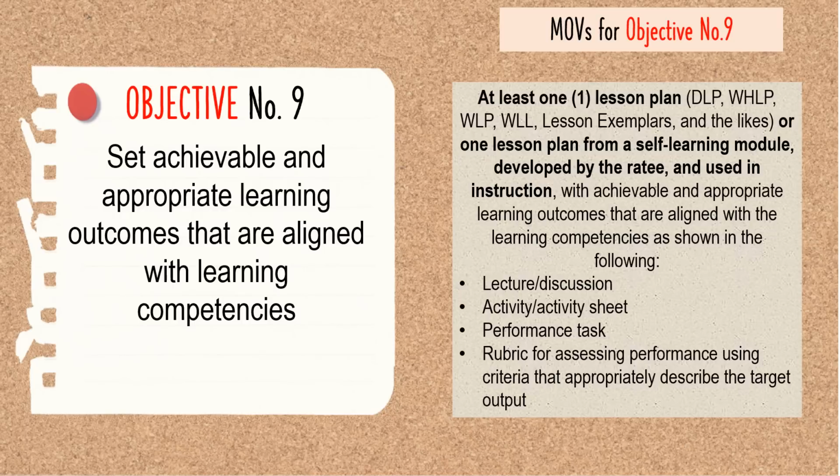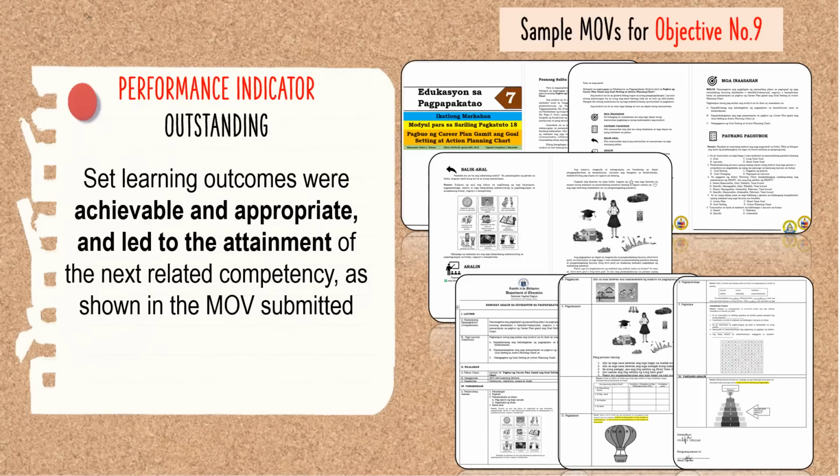that are aligned with the learning competencies as shown in the following: lecture or discussion, activity or activity sheets, performance task, rubric for assessing performance using criteria that appropriately describe the target output. The MOVs that should be placed here for the teacher to get outstanding is one lesson from a self-learning module developed by the ratee and used in instruction.